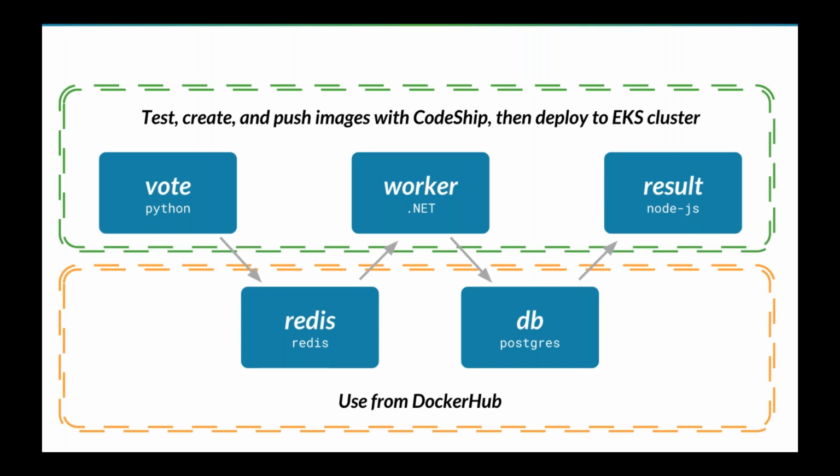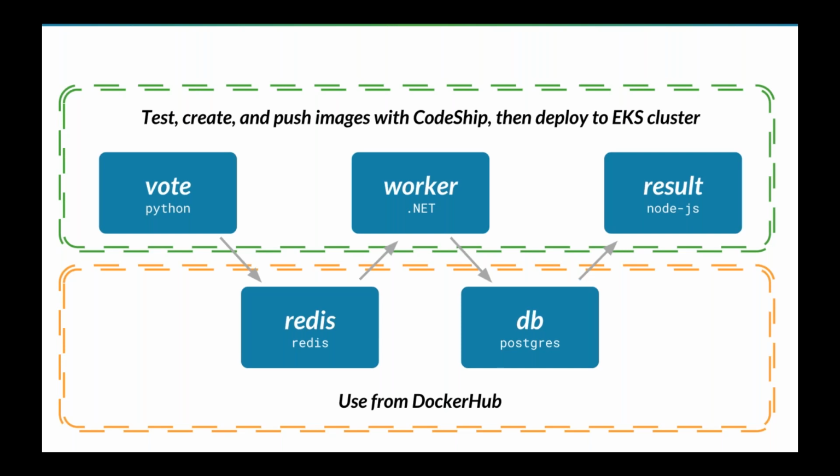The really interesting thing about this architecture, and the reason that I chose to use this application, is that we have 2 different types of services in this. We have services that are just dependencies, and we can use those from Docker Hub. So Redis and the Postgres database, we can just grab the container images from Docker Hub, or it could be any registry, and just run them. We don't actually have to write source code for them.